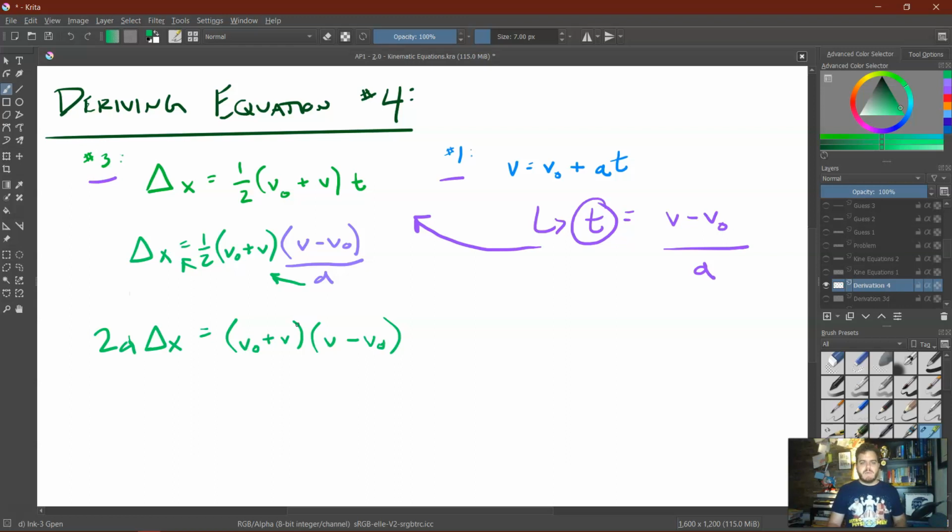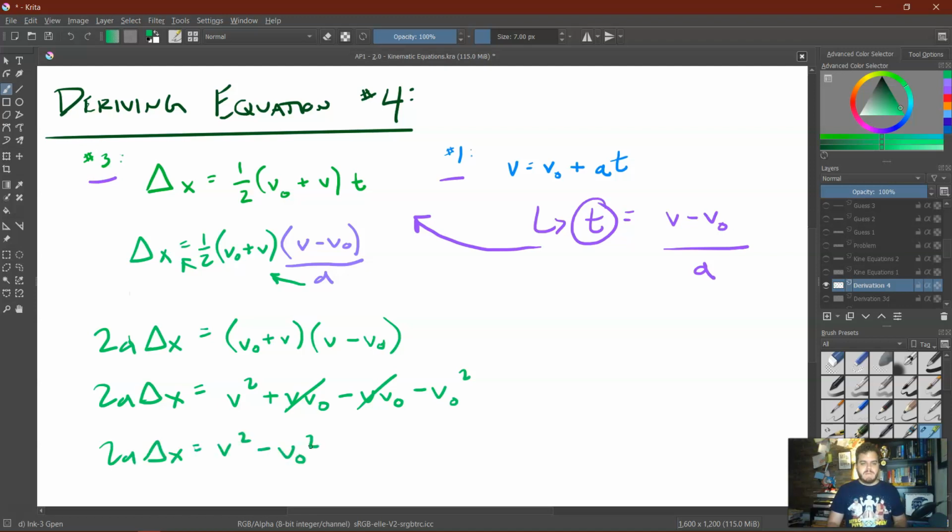So we're going to FOIL this: first, outside, inside, last. So I'm going to get 2a delta x is, let's see, I've got v squared, plus v naught v, minus v naught v, and then lastly, minus v naught squared. But if I look, those cancel out. So I'm left with v squared and v naught squared. So I have 2a delta x is v squared minus v naught squared.